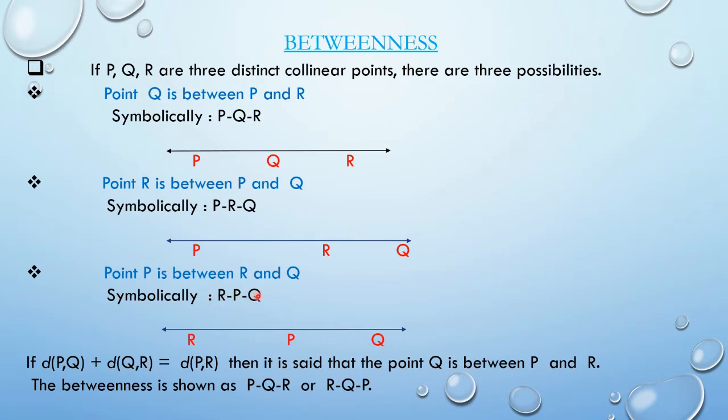If distance PQ plus distance QR is equal to distance PR, then it is said that the point Q is between P and R. The betweenness is shown as P-Q-R or R-Q-P.